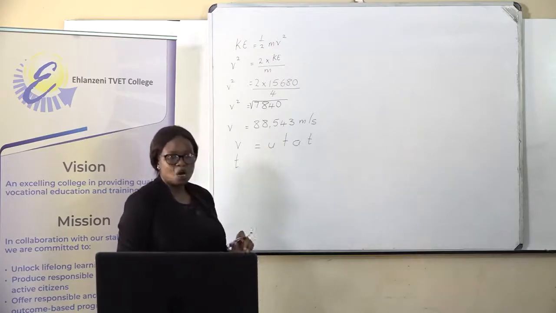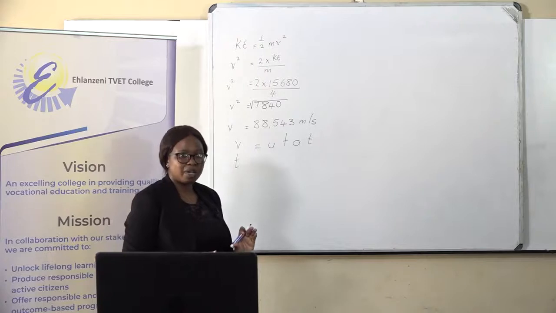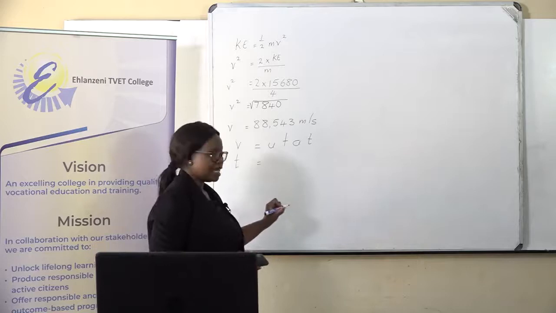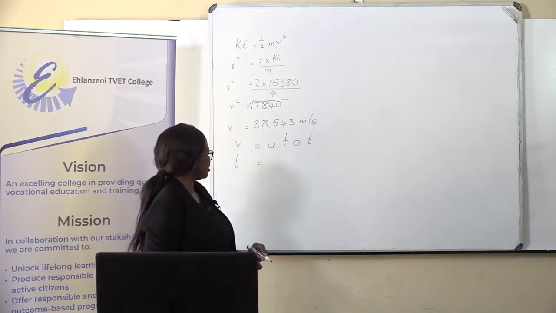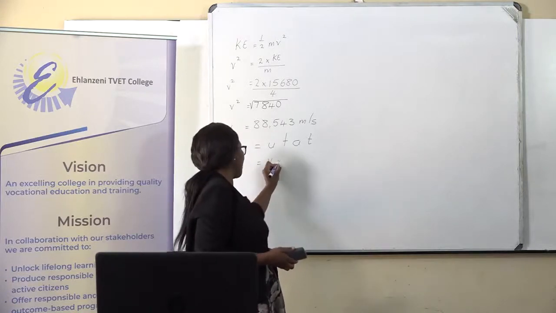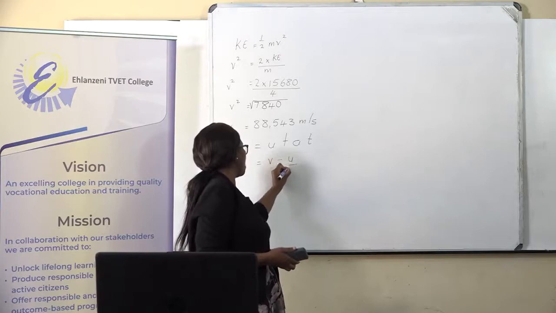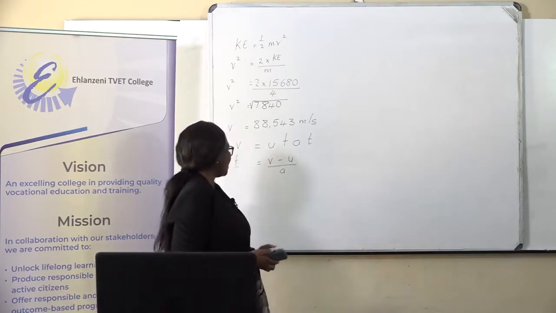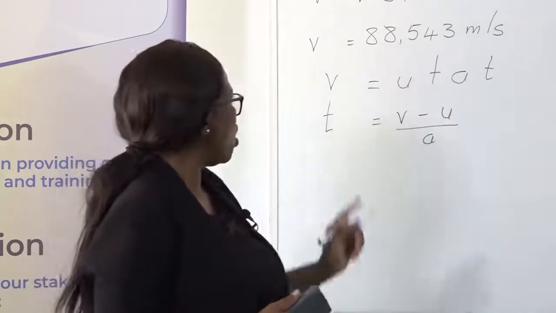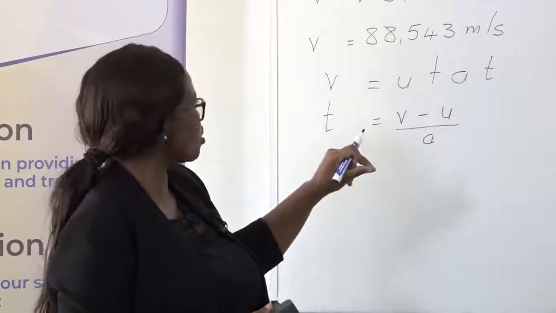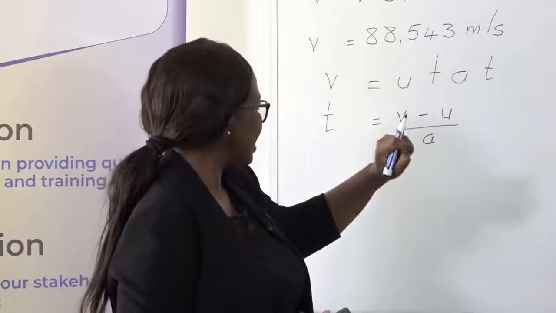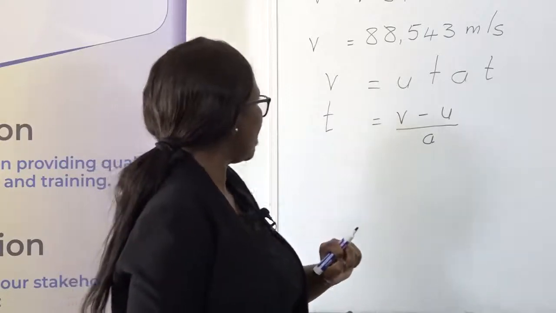So we are going to make T our subject of the formula, and T is the time. Before we put the figures, we need to put the formula that we are going to substitute. So T is equal to V minus U over A. Do we have the final velocity? Yes, we have it from the previous question. Our final velocity is 88,543.